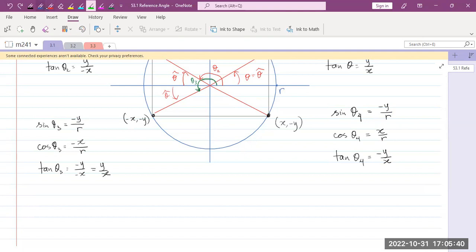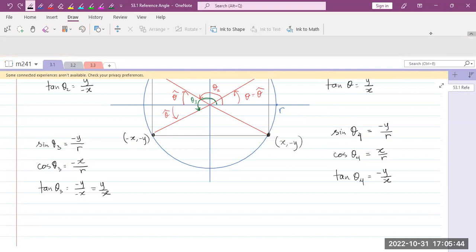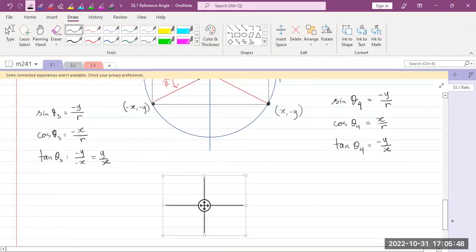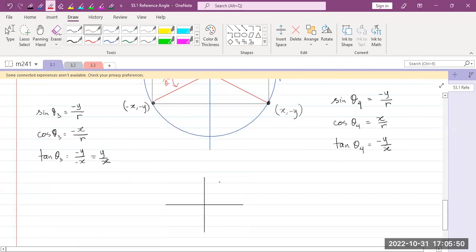Pictorially, we can say in quadrant 1, all positive. In quadrant 2, only sine positive, of those 3: sine, cosine, tangent. Quadrant 3, only tangent positive. Quadrant 4, only cosine positive. Okay?